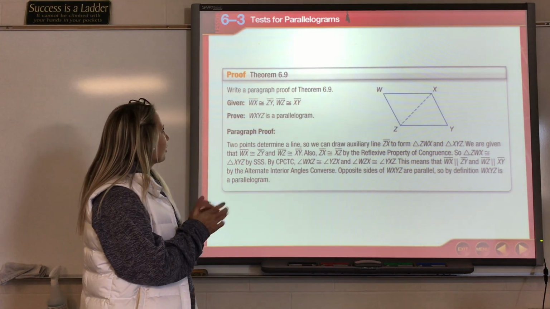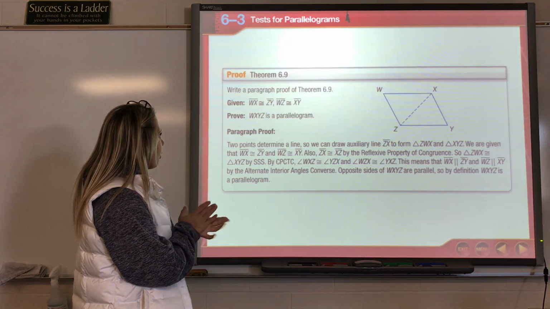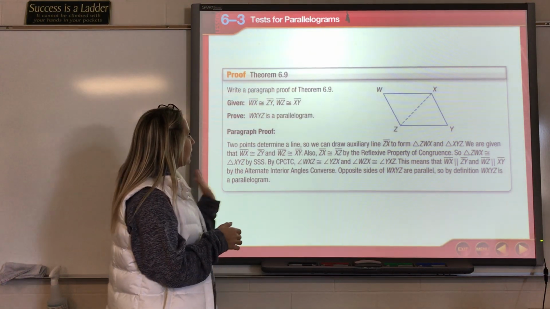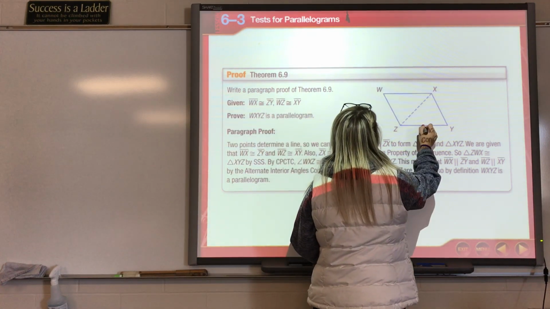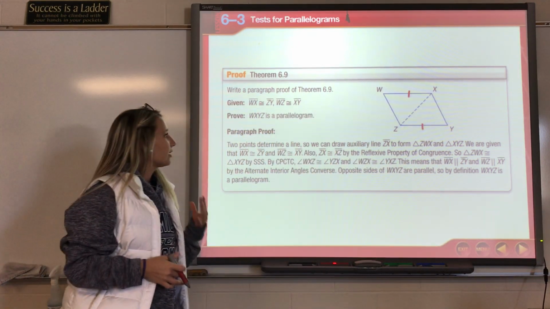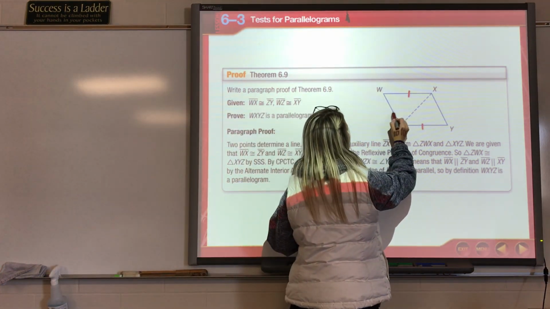First we have a theorem. We're proving it. So we're given that WX is congruent to ZY, so let me just mark that. Those are congruent. And then it also says WZ is congruent to XY, so I'm going to do a double mark on those.